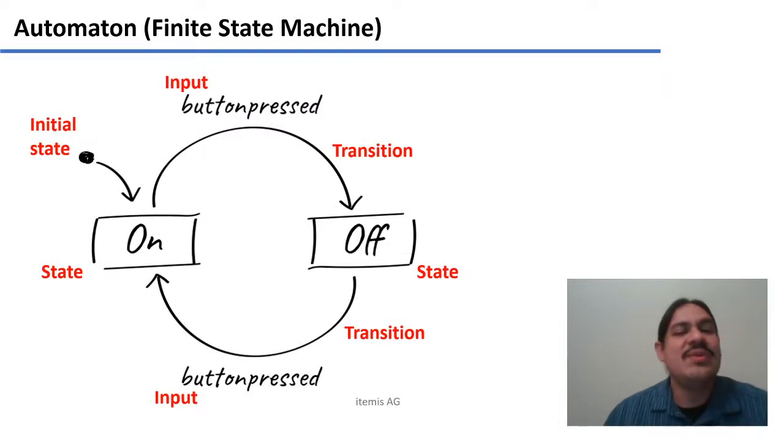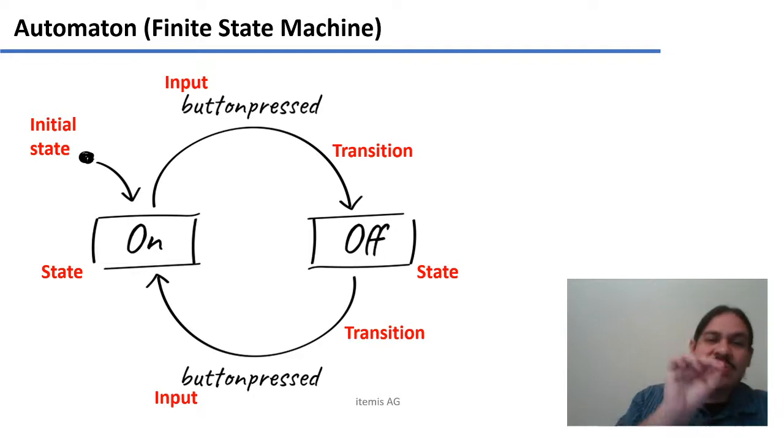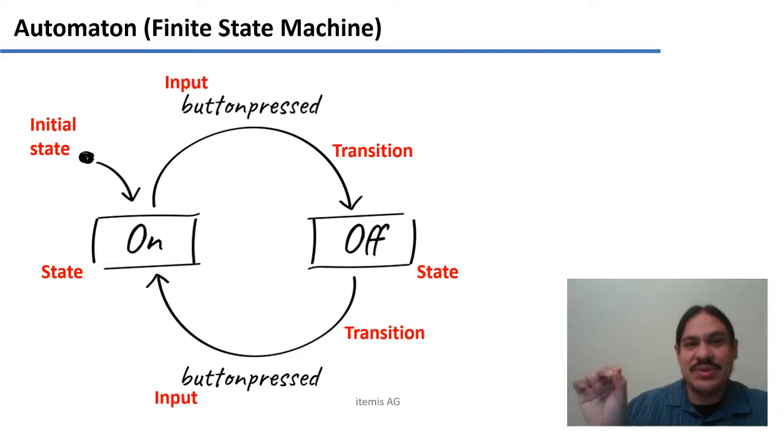As you can see here, you have an initial state on, you have states on and off, you have inputs, so in this case just one input, one symbol, the button press, and you have a transition from on to off triggered by the input button pressed, and a transition from off to on triggered by the input button pressed.